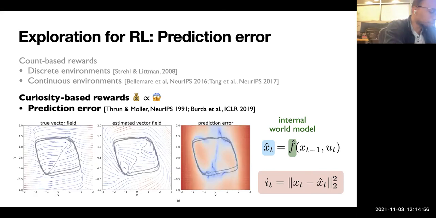And to see why this is a good measure of surprisal, we can have a simple example here. So suppose that this figure on the left is the true vector field, and all these gray dots are training data. We can train our internal world model, which we're going to look at on the right. And we can take the difference between these 2 vector fields, and this is what this figure here is showing. And as you can see, points that are close to your training data have low surprisal because you visited them, which is represented by blue. But the further you go away from it, the larger the surprisal is.